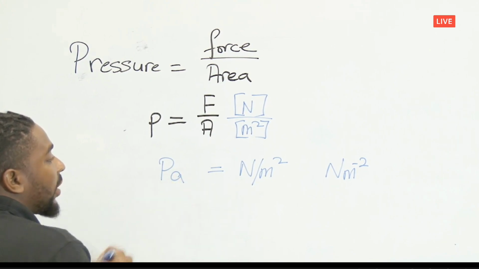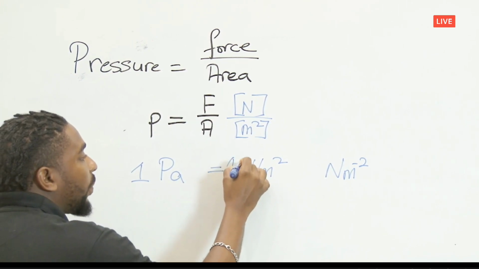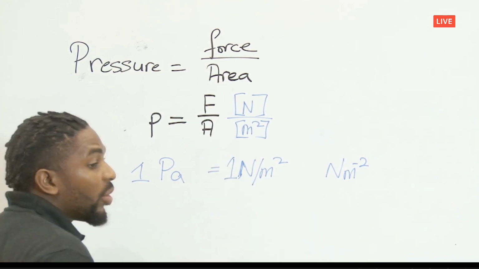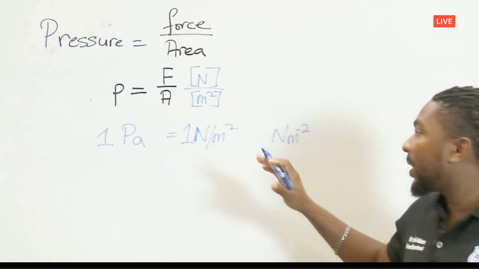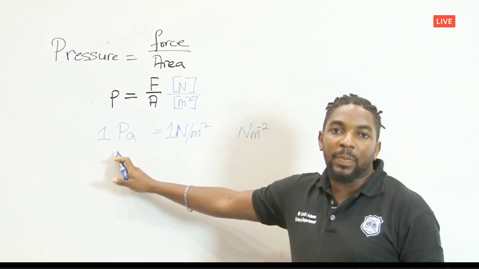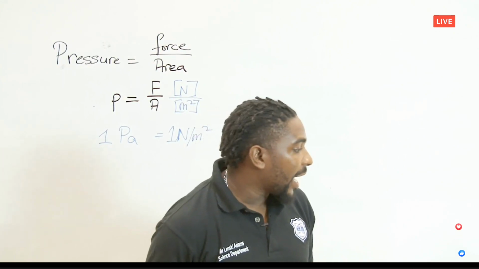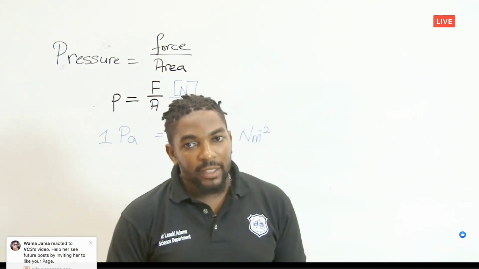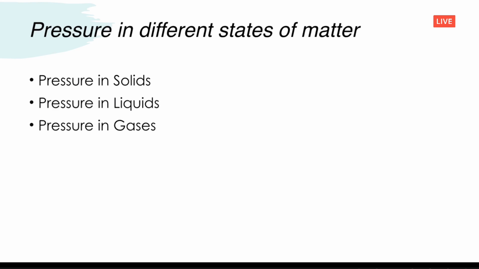So what we want to understand is that these units are actually equal to the SI unit of pressure, which is Pascal. So 1 Pascal is equivalent to 1 Newton per meter squared. So in writing any answer that you are asked to state the value of pressure, you could either state your answer in Newton per meter squared, or, which is recommended, always state your values in SI unit, which is Pascals. Good. Now, what we want to see here is that pressure can be exerted in different states of matter. We have pressure on solids, pressure in liquids, and pressure in gases. That is why we're going to look at that today.